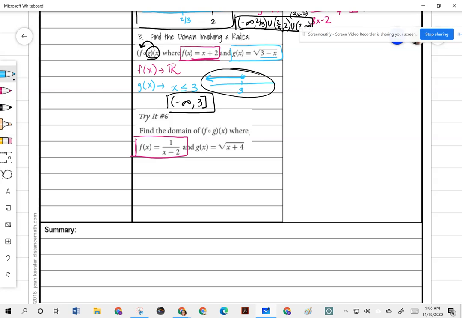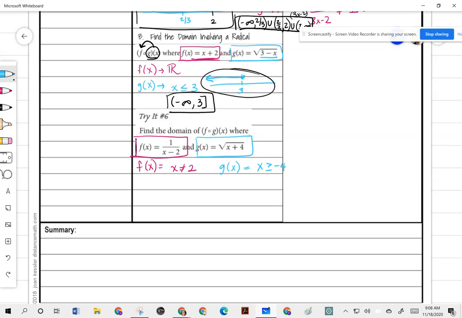Okay, so I've got f of x and I've got g of x. The first thing you want to do is find the domain or the restrictions on f of x. We should recognize x cannot equal 2. On g of x, we can recognize that x would have to be greater than or equal to negative 4, because your radical is not in the denominator.